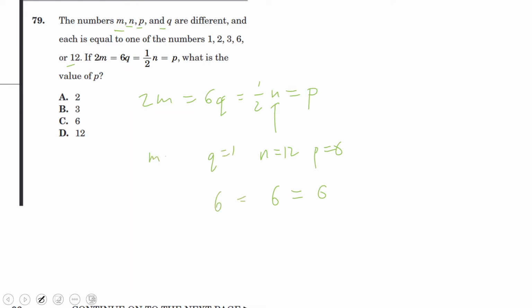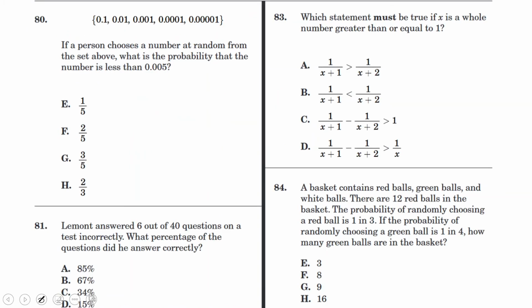And in this case, m must be equal to 3, right? Because 2m then is equal to 6. So it's 3, 1, 12, and 6. Good. So p is equal to 6. C. If a person chooses a number at random from the set above, what is the probability that the number is less than 0.005? So it's this number, and this number, 3 out of 5, G.